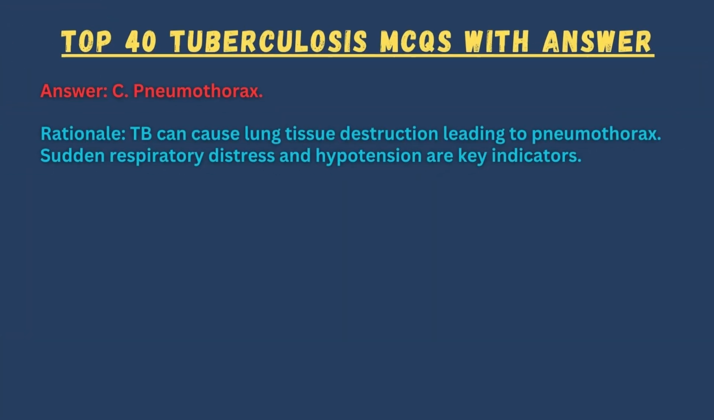Answer. C. Pneumothorax. Rationale. TB can cause lung tissue destruction leading to pneumothorax. Sudden respiratory distress and hypotension are key indicators.